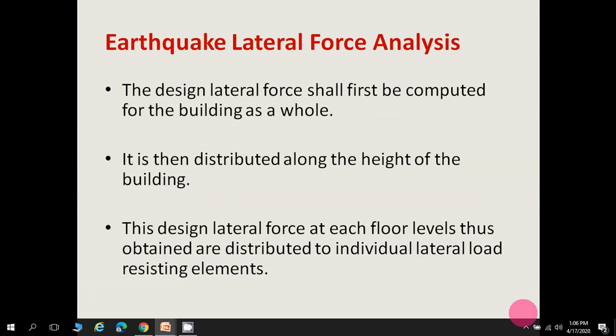Then it will be distributed along the height of the building, and after that these lateral forces at each floor are distributed to the individual lateral load resisting elements. So first we will calculate for the whole building, then it will be distributed along the height of the building to the different floor levels, and after that from the floors it will be distributed amongst the different lateral load resisting elements.